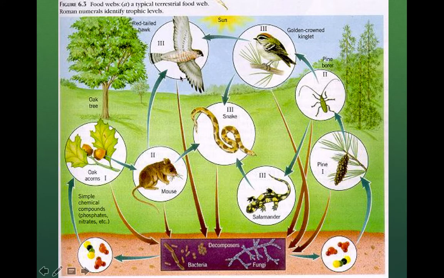And this one is nice because it shows you, with these brown arrows, that everything in the food web gets decayed by bacteria and decomposers like fungi when it's all said and done.